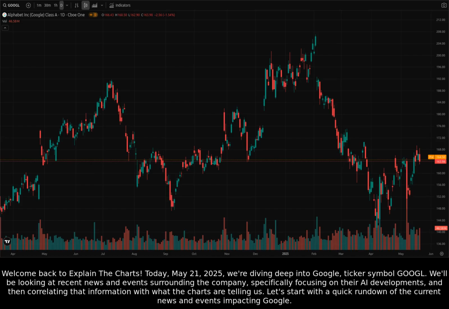Today, May 21st, 2025, we're diving deep into Google, ticker symbol GOOGL. We'll be looking at recent news and events surrounding the company, specifically focusing on their AI developments, and then correlating that information with what the charts are telling us. Let's start with a quick rundown of the current news and events impacting Google.